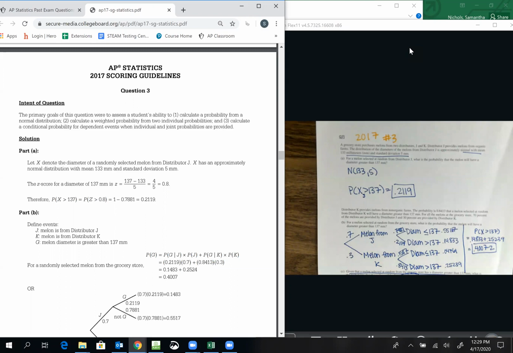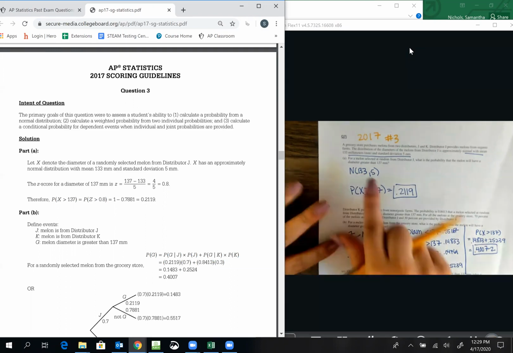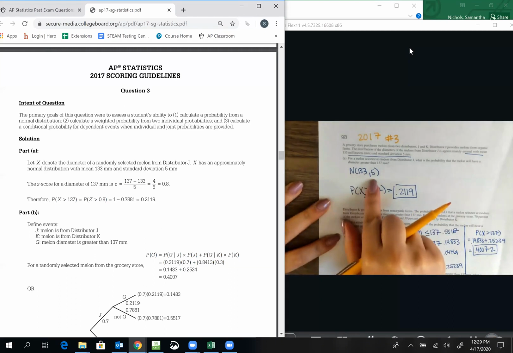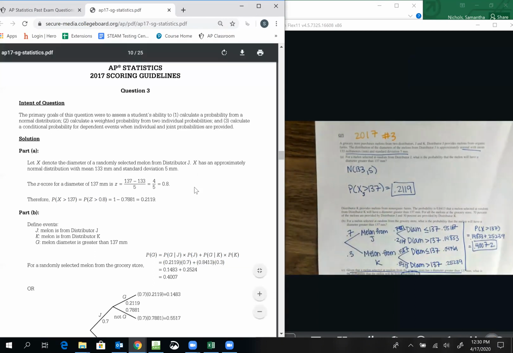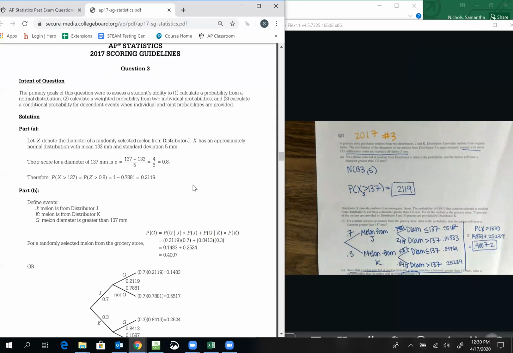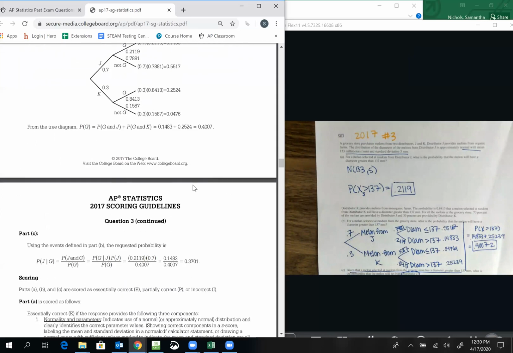For melons selected at random from distributor J, what is the probability the melon will have a diameter greater than 137? So here they told me that those melons are normally distributed with this mean and this standard deviation. And then I wrote my probability statement equals my answer. They use z-scores, but we're too cool for z-scores. We use our fancy calculator instead of the old school table.